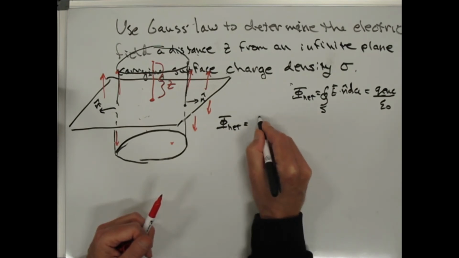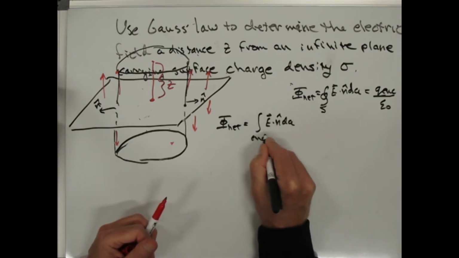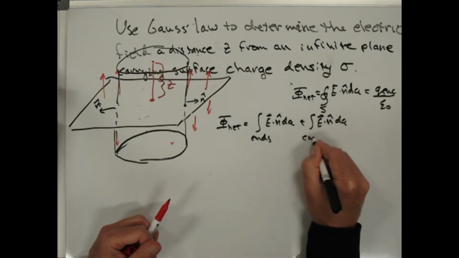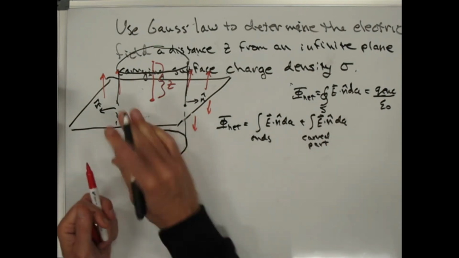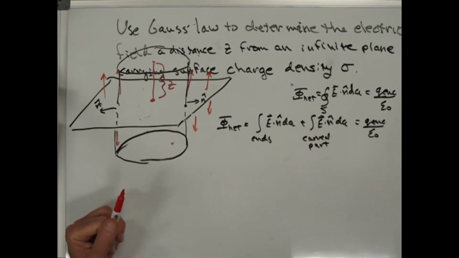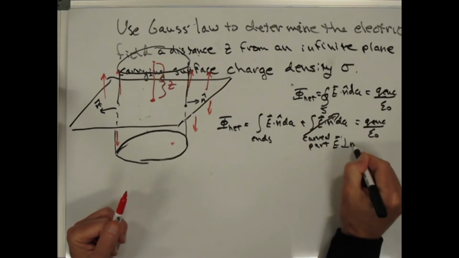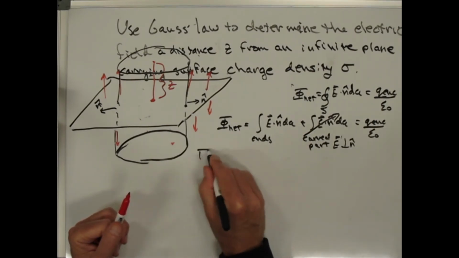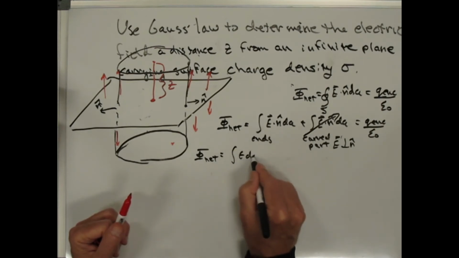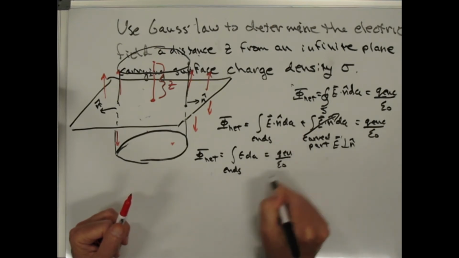And so if I want to evaluate this integral to determine the electric field, phi net is equal to the integral of E dot N hat dA over the ends plus the integral of E dot N hat dA over the curved parts, or the sides, whatever you want to call it, is equal to Q enclosed over epsilon naught, right? And so this guy is just zero because E on the sides is perpendicular to N hat. And so this is the only one that counts, and so I get phi net is equal to the integral of E times dA over the ends, right? And that's equal to Q enclosed over epsilon naught.